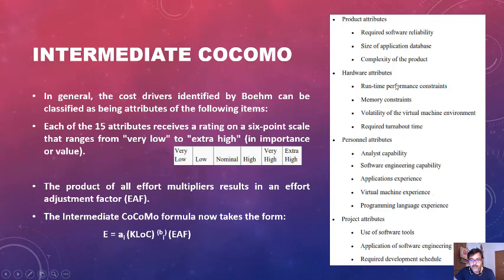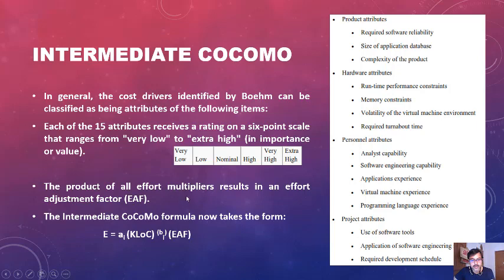Each of these 15 attributes receives a rating on a 6-point scale: very low, low, nominal, high, very high, extra high. The product of all effort multipliers results in an effort adjustment factor. Whatever these cost drivers affect your system, you multiply all these cost drivers and calculate the effort adjustment factor, EAF. Then you multiply this EAF with the basic COCOMO model, that is a1 into KLOC to the power b1, and you will get the intermediate COCOMO.